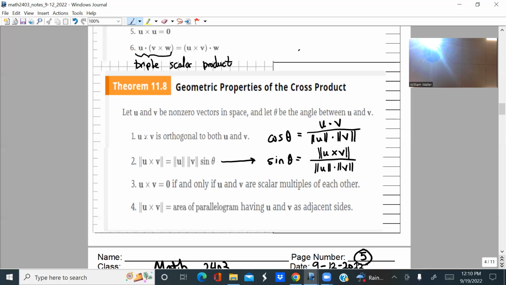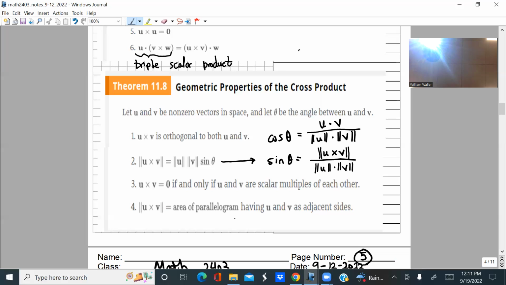So if you take the cross product of two vectors and you don't get 0, that means you have a third vector, right? Well, that third vector is perpendicular to the two factors in the cross product. But if you take the cross product of two vectors and you get 0, that means that the two vectors were parallel to each other to start with.